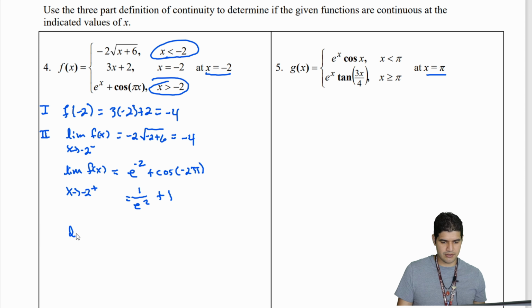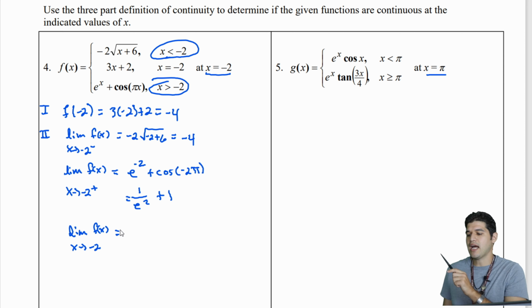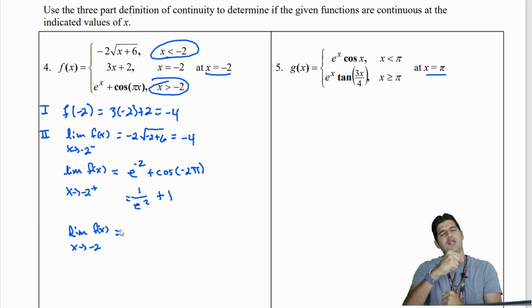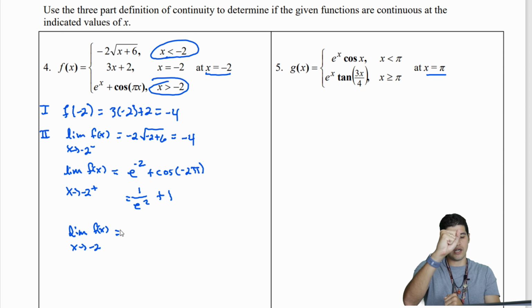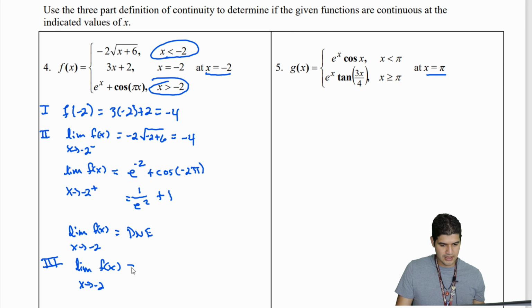So now let's look at the limit of f of x as x approaches -2. Well, in this case, it does not exist because the left-hand limit does not equal the right-hand limit. Since the left side and the right side are not coming out to be the same exact value, -4, and then 1 over e squared plus 1, the limit does not exist. So in part 3 here, we need to say, okay, is f of -2 equal to the limit as x approaches -2? And they're not going to be equal. So the limit of f of x as x approaches -2 does not equal f of -2.